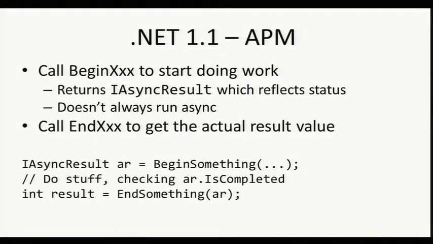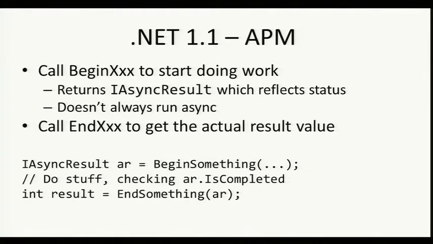And the idea behind APM is that you have a pair of methods for every asynchronous operation. You have a method that begins the operation, usually beginning with the word begin, and a method that ends the operation, usually beginning with the word end. The begin method will return you an object that implements the interface IAsyncResult. IAsyncResult can be used to query and find out what the status of the request is. And that's important because when you get an IAsyncResult, you need to make sure that the request is completed before you call the end method.